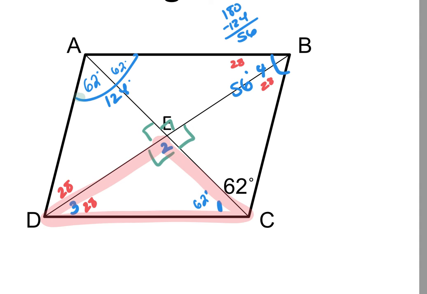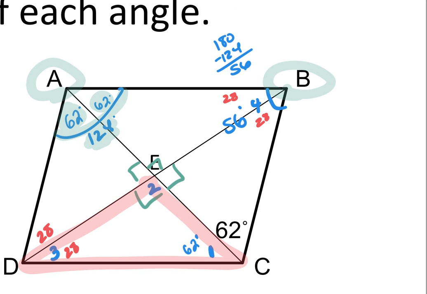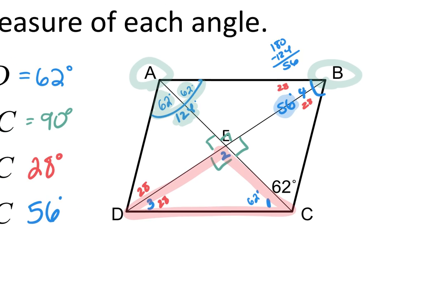She said if each of these are 62, right, then this whole angle is 124. And then these angles are consecutive, which means they're supplementary. And they're 56. So if you do 180 minus 124, you get 56, which is this whole angle. That's what I was trying to say. Oh, I'm so sorry. I misunderstood.